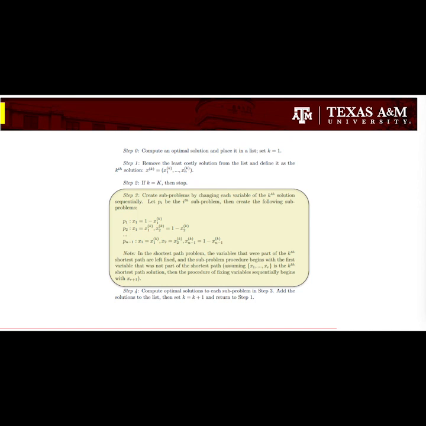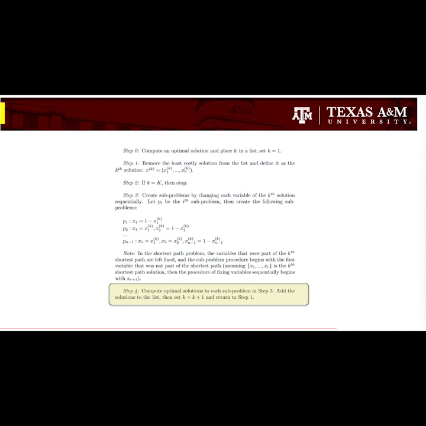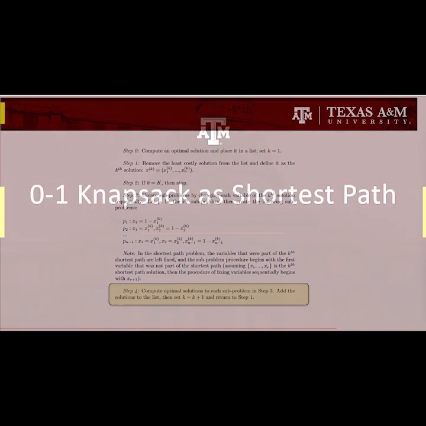So in this series of subproblems, they're going to recompute for each subproblem the optimal solution given certain solution variables are fixed. And that's what step 4 is, computing those optimal solutions and then adding those solutions to the list and then returning to step 1. And that is the essence of the general framework that Murdy and Lawler utilize to generate the k-best solutions for their respective problems.